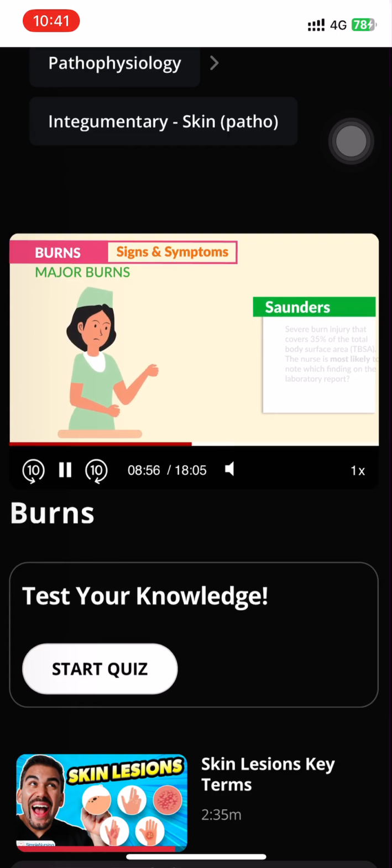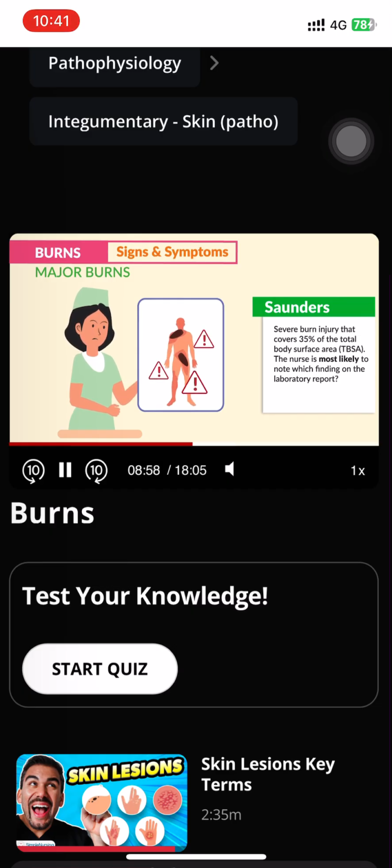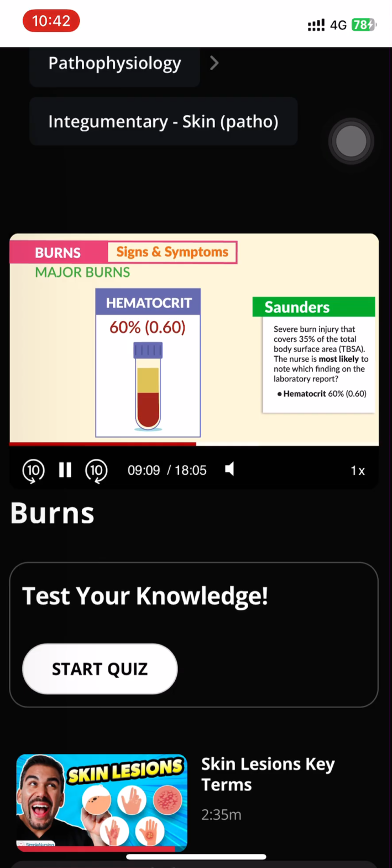Now, Saunders mentions severe burn injury that covers 35% of the total body surface area. The nurse is most likely to note which finding on the laboratory report? A hematocrit of 60%. Yes, that is elevated, indicating hemoconcentration.